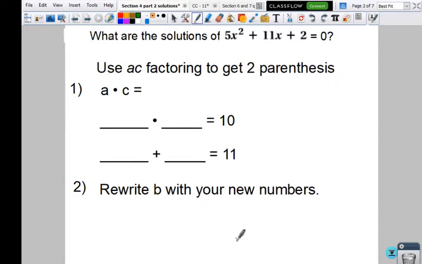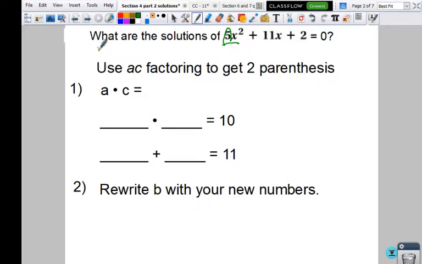This is going to be AC factoring because this right here is not just a regular x squared. Because I have a 5 in front of this x squared, we can't do regular factoring. So we have to use AC factoring.